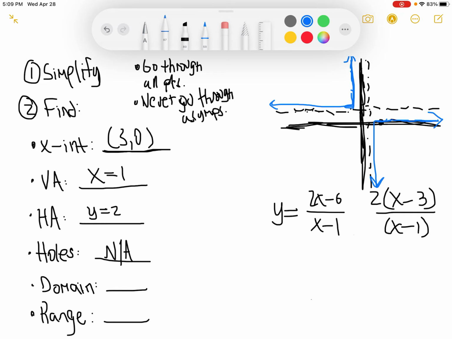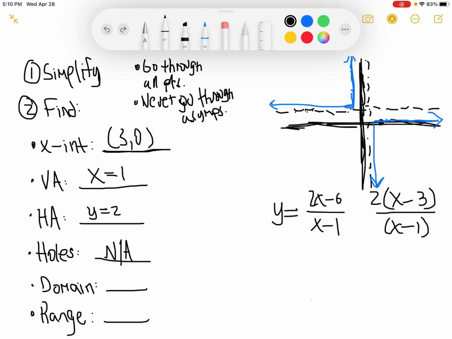Now we need to do the domain and range. But as a review, you always need to go through all points. Don't go through the dotted lines, asymptotes. And when you go off the graph, once you skip across the line, you need to keep going the way that you were going, which was down. Even though I drew an arrow pointing up, that's just because you draw arrows at the end.